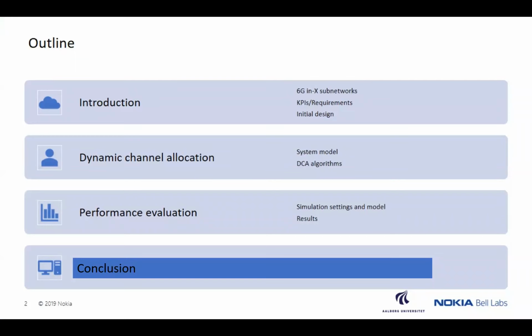So here is an outline of the talk. I would start with some introduction and try to showcase our 6G INS subnetworks with requirements and some initial designs. I would also introduce the dynamic channel allocation algorithms that we have evaluated. I would then discuss the performance evaluation results before going on to conclude the talk.